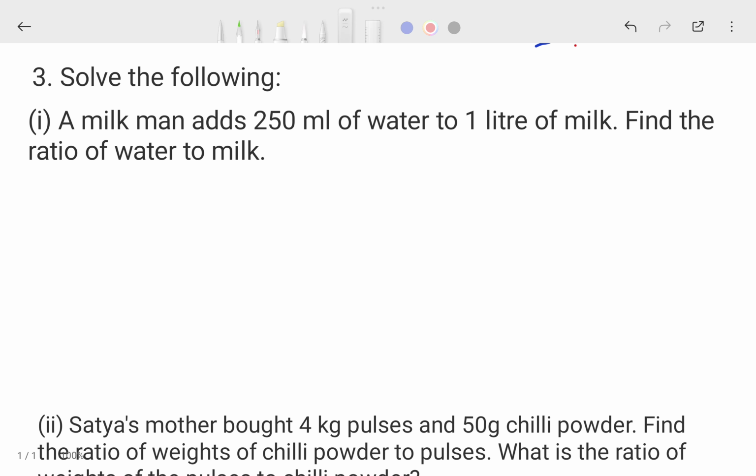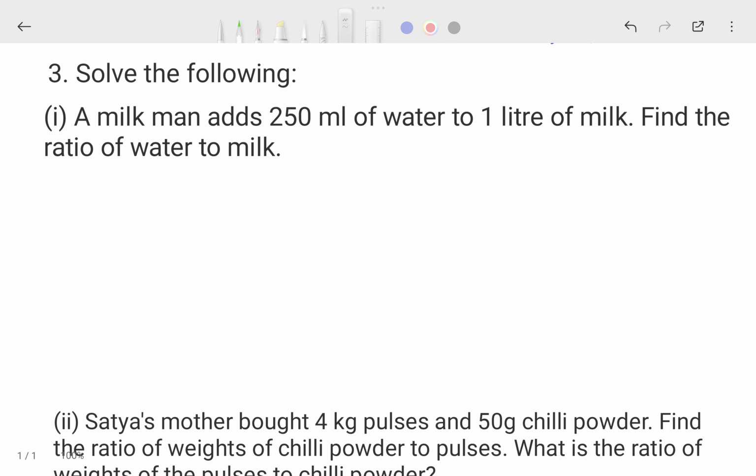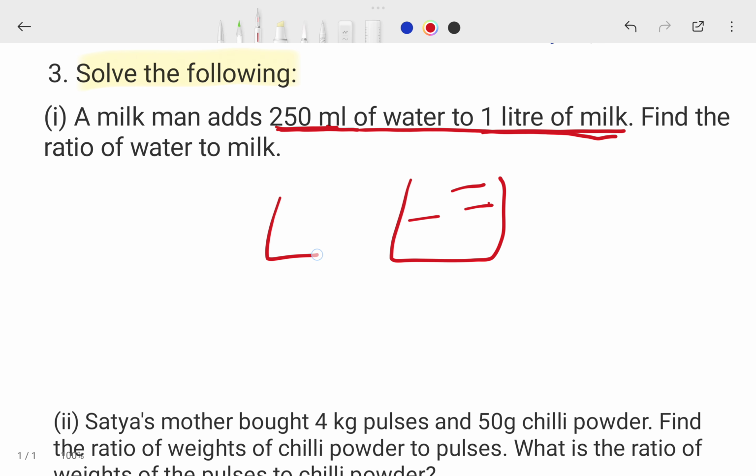Okay, so now I will talk about the third question. The question is telling us to solve the following. We are going to solve this one. Okay, just look at this. It says that a milkman added 250 ml of water to 1 liter of milk. Let's suppose this is 1 liter of milk and one person is there, and this is water. He takes 250 ml of water and pours it on this milk.